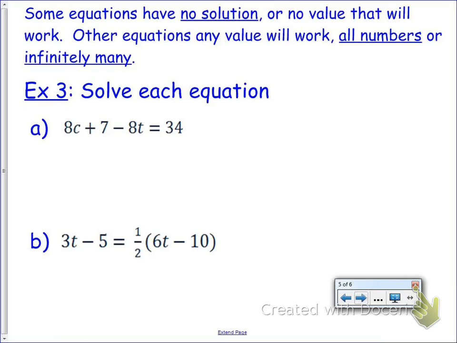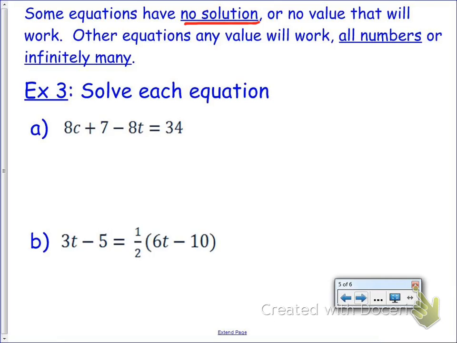Okay, sometimes there are special cases where an equation, especially when there are variables on both sides, can have no solution, meaning no value will make it work, and another equation might have infinitely many solutions, so any number that you put in will make it work.